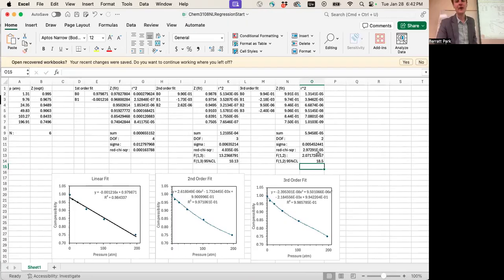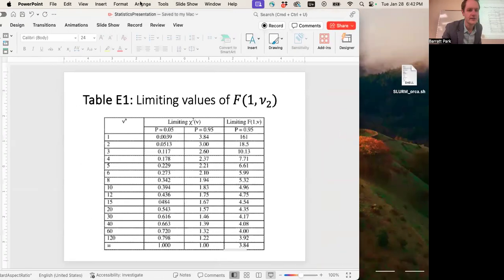Okay, so now the F value that we got is significantly less than the limiting F value from the table. And so that result would tell you that you should not include the third order fit parameter. Okay, any questions about that? Okay, I will go again back to the PowerPoint.